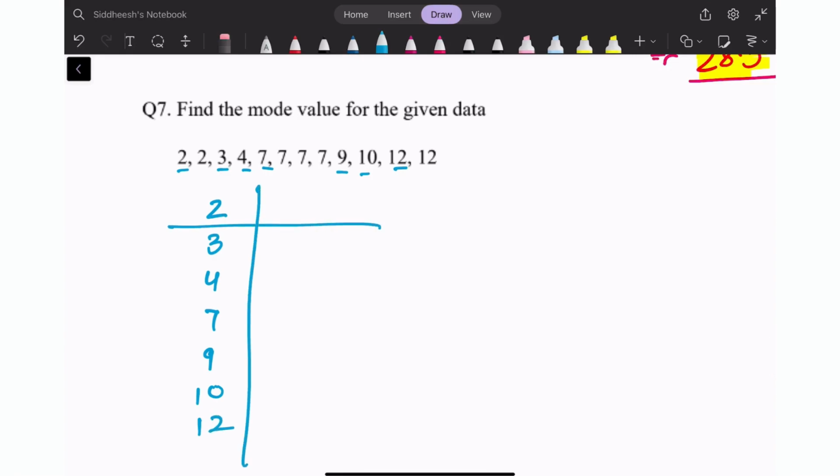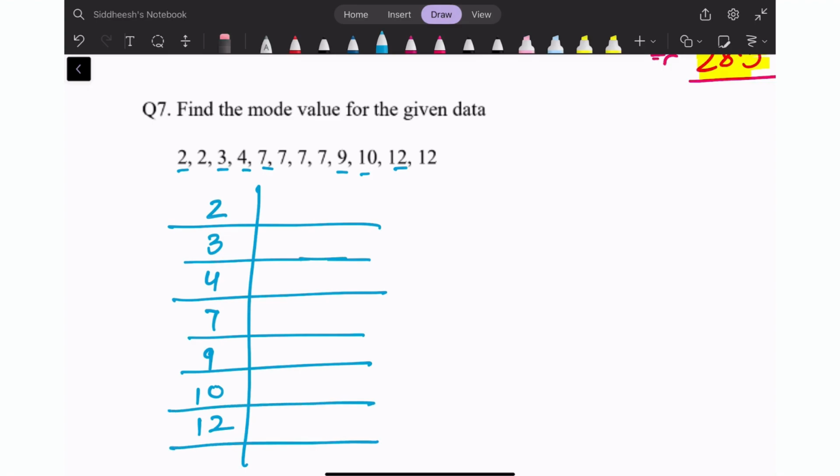Now we need to find the frequency, or the number of times they have occurred in the observation. So 2 will be 2, 3 is 1, 4 is 1. What about 7? 1, 2, 3, 4. What about 9? Only 1. 10? Only 1. What about 12? 2 times.